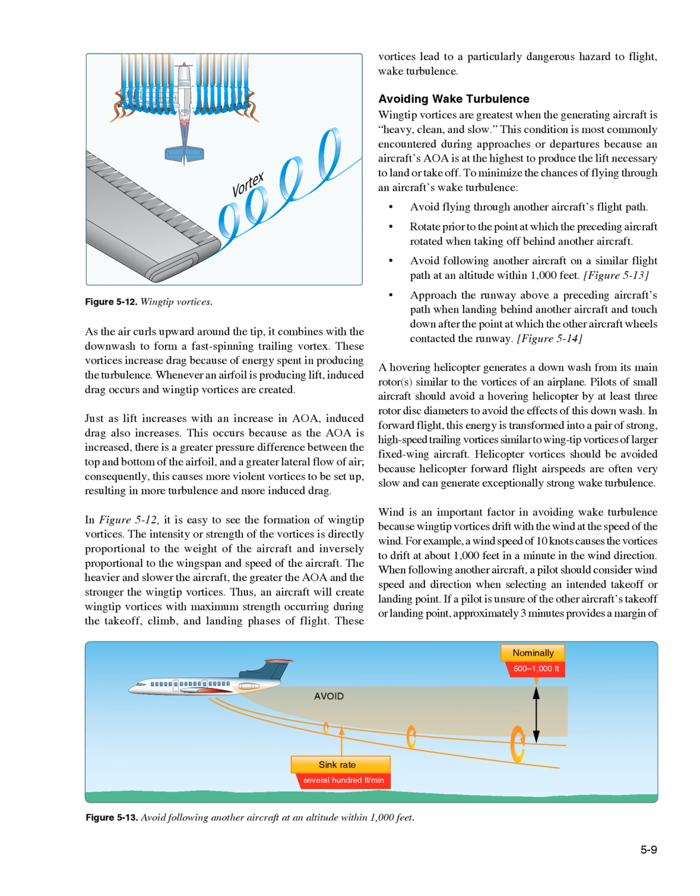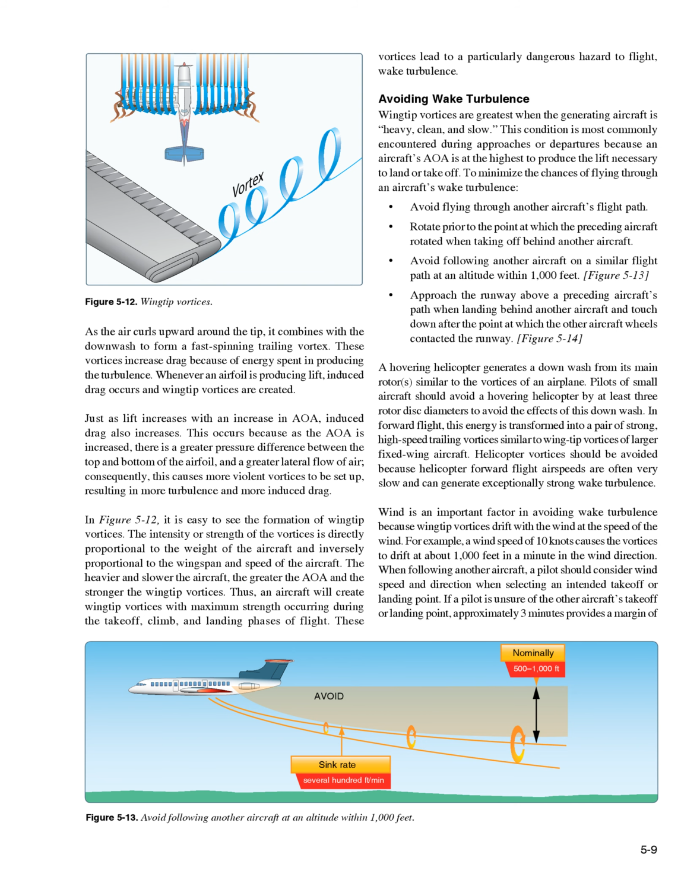As the air curls upward around the tip, it combines with the downwash to form a fast-spinning trailing vortex. These vortices increase drag because of energy spent in producing the turbulence. Whenever an airfoil is producing lift, induced drag occurs and wingtip vortices are created. Just as lift increases with an increase in AOA, induced drag also increases.